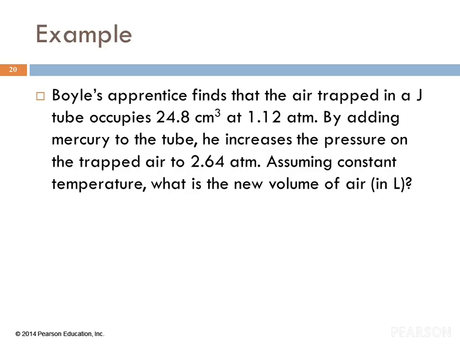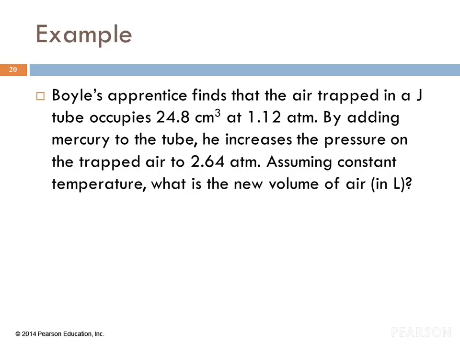Okay, so let's look at an example here. Boyle's apprentice finds that the air trapped in a J tube occupies 24.8 cubic centimeters at 1.12 atmospheres. By adding mercury to the tube, he increases the pressure on the trapped air to 2.65 atmospheres. Assuming constant temperature, what's the new volume of air in liters?